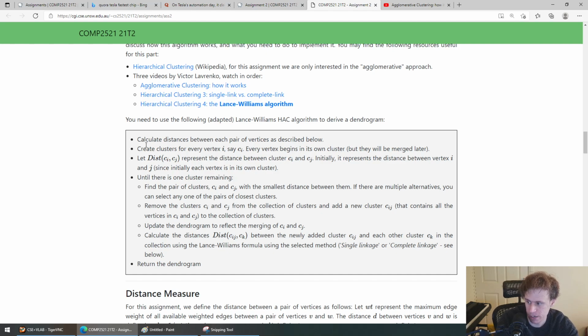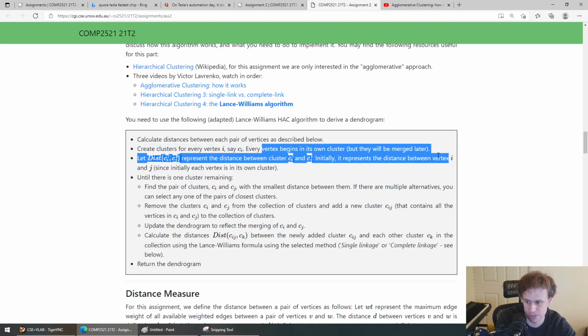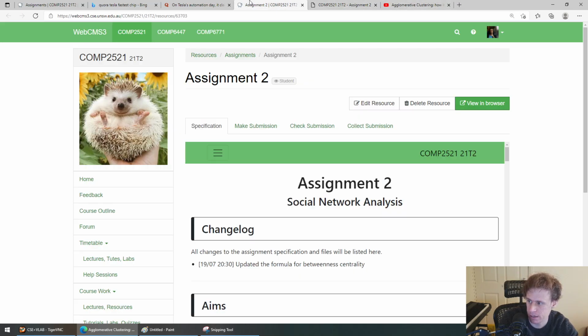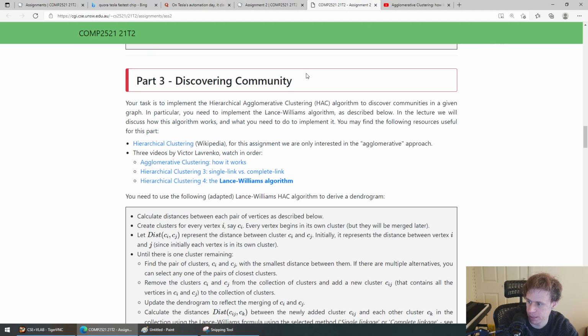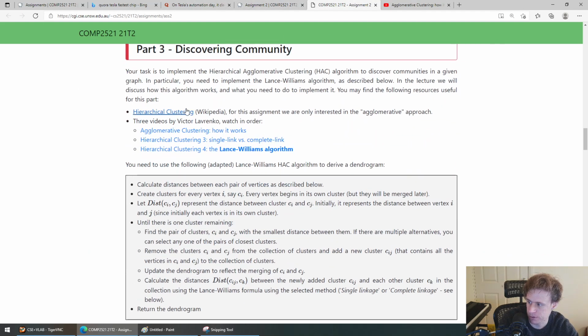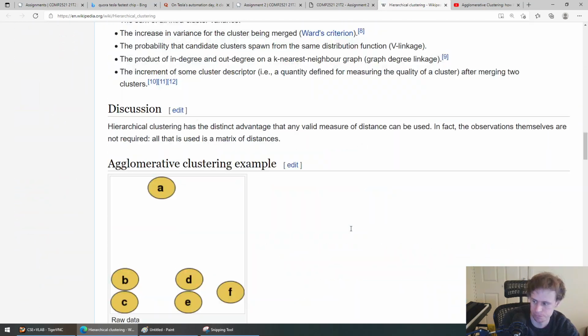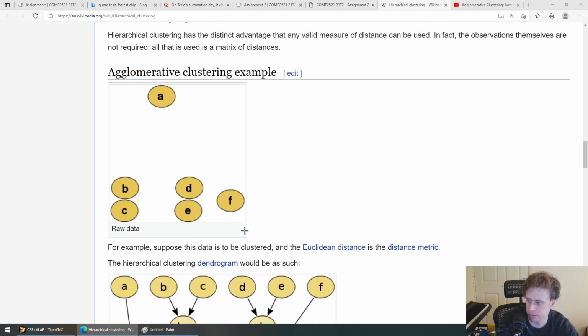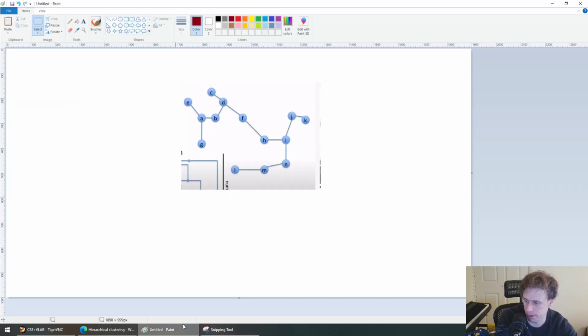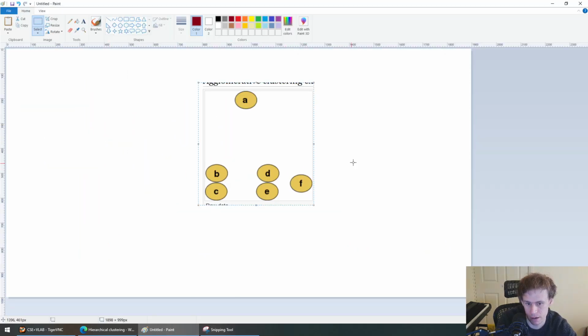Then what they're saying is create clusters for every vertex, and each vertex begins as its own cluster. Now, I think a better way to think about this is probably with the diagram we looked at on the Wikipedia page. So I might take this one, and we can start here instead. This might be a bit easier. We have this diagram here, and firstly, you need to look at all the distances between the nodes. So let's imagine that there's distances between these nodes here. There's edges between these nodes that we can't see.